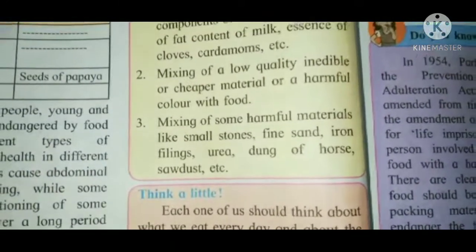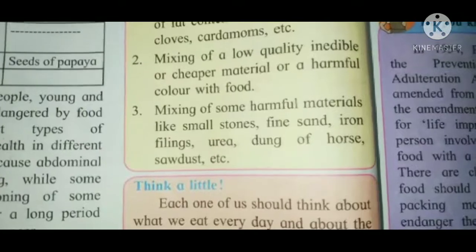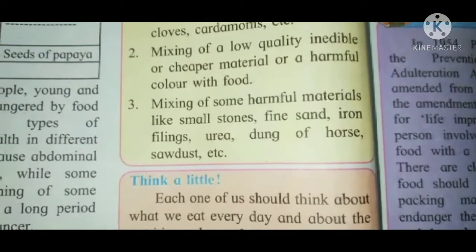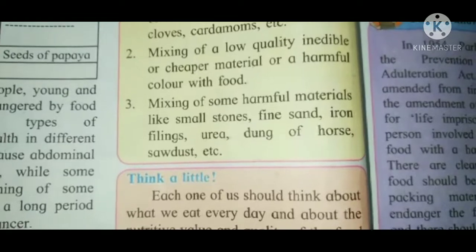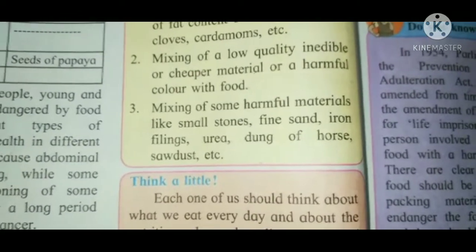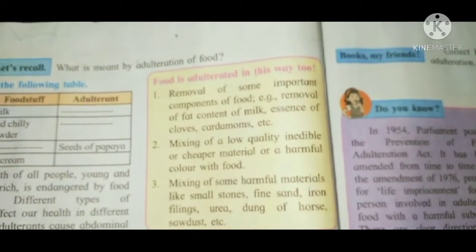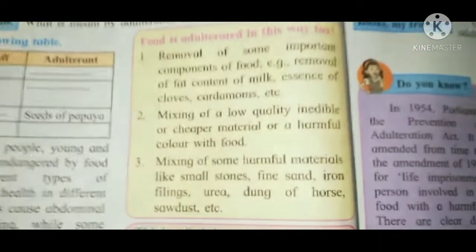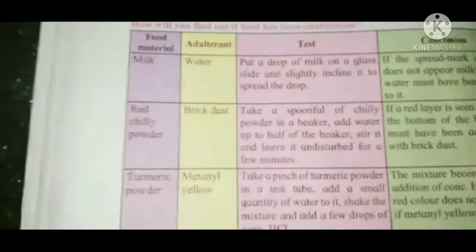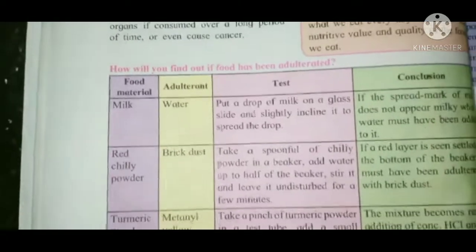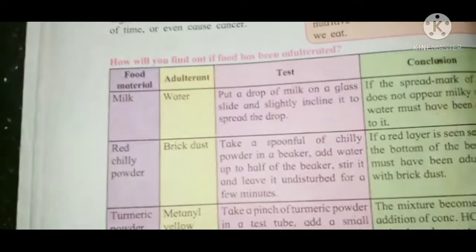And third is mixing of some harmful materials like small stones, fine sand, iron fillings, urea, dung of horse, sawdust, etc. This is also the way food is adulterated. Now down, come to the box here. They have given how you will find out if food has been adulterated.